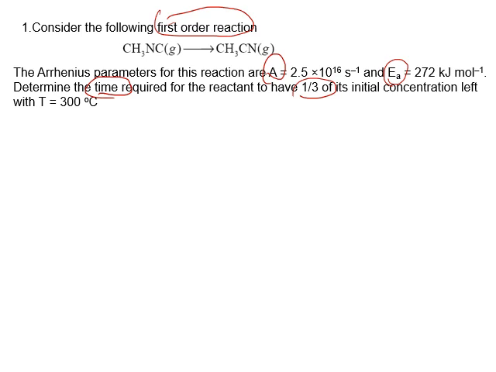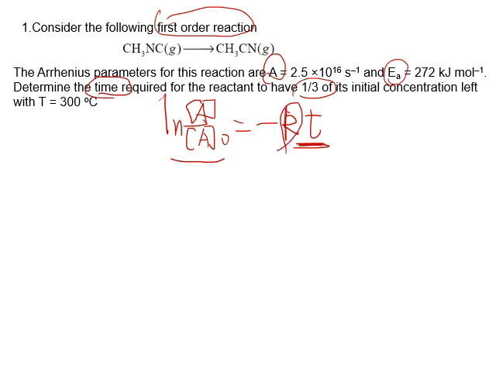And as we see, whenever you are asked to calculate time, you need to use the integral rate law. So for the first order reaction, the integral rate law is ln A over A naught equals negative kt. Therefore you can calculate the time if you know the concentration change. But first, you have to find out what the rate constant k is. The rate constant can be calculated by the Arrhenius equation using A and the EA. And the equation is k equals A times e to the negative EA over RT.